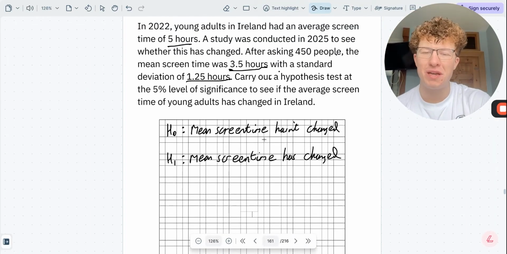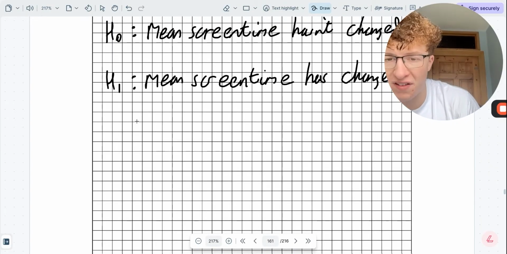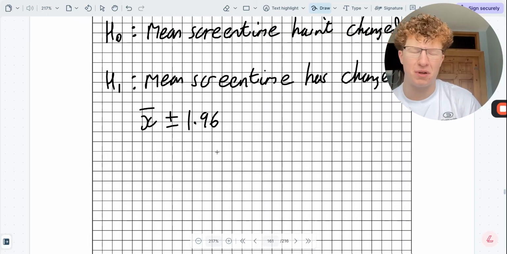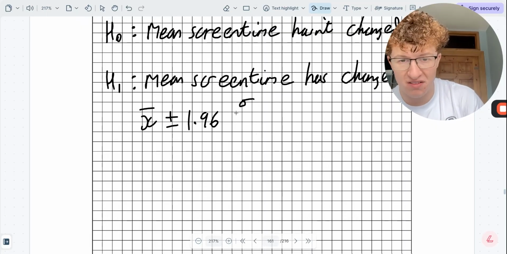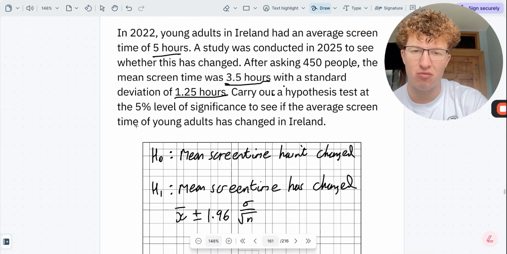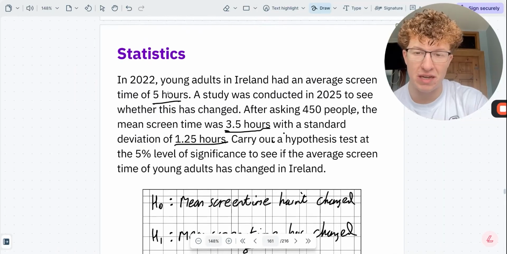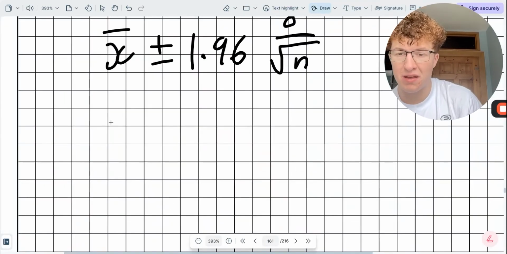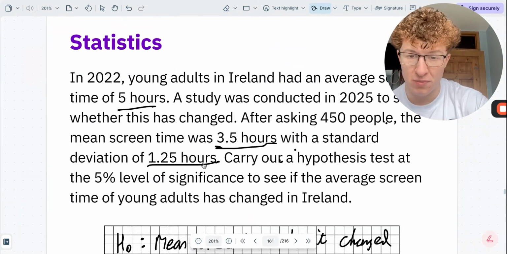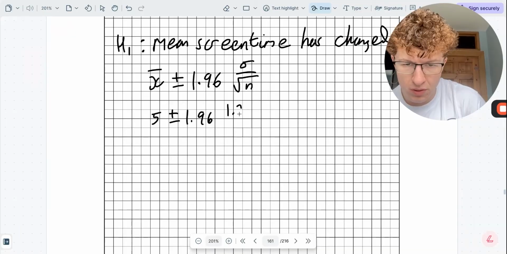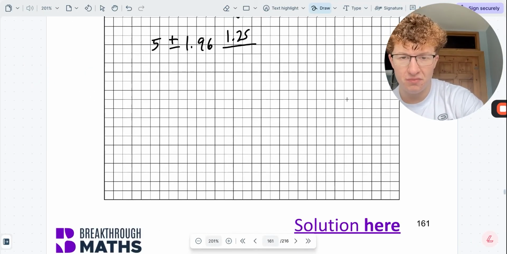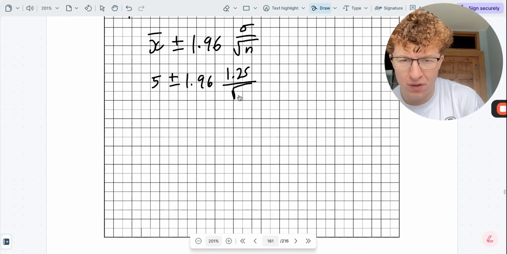This is a population mean hypothesis test. So, our confidence interval is going to be x bar plus or minus 1.96. That's because it's a 5% test times the standard deviation over the square root of n. X bar here is going to represent the original average or the original mean, which was 5 hours. So this is going to be 5 plus or minus 1.96 times the standard deviation we found to be 1.25 over the square root of n. Number of people, 450 people. So over the square root of 450.